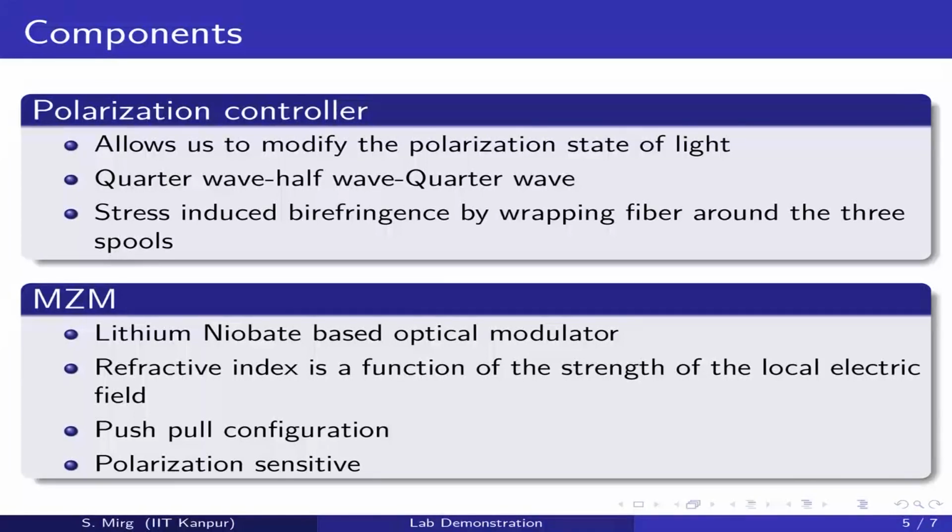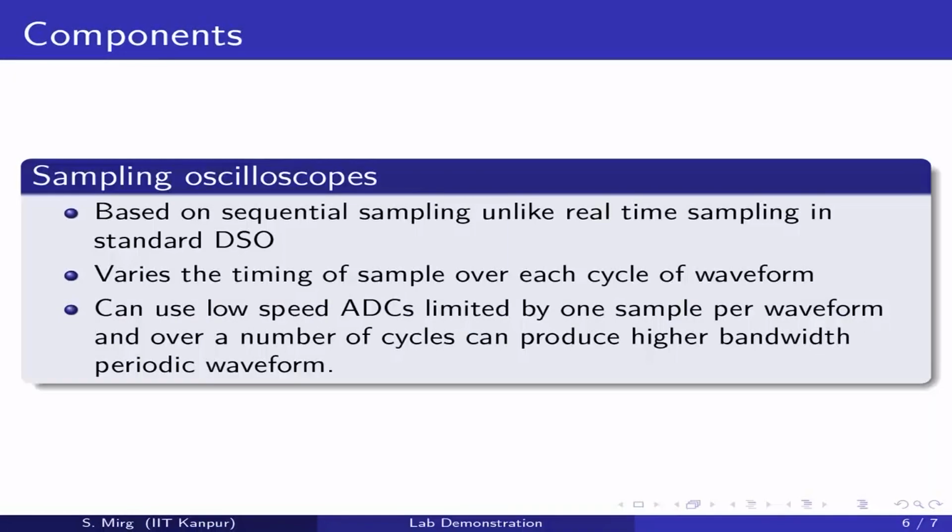And then we have a function generator which provides an RF input. This can be pulses, this can be our data, or this can in fact be modulated data as well. The last component in the slide that you can see is a sampling oscilloscope. Sampling oscilloscopes are different from standard digital storage oscilloscopes. They are based on sequential sampling, unlike real-time sampling in standard digital storage oscilloscopes.